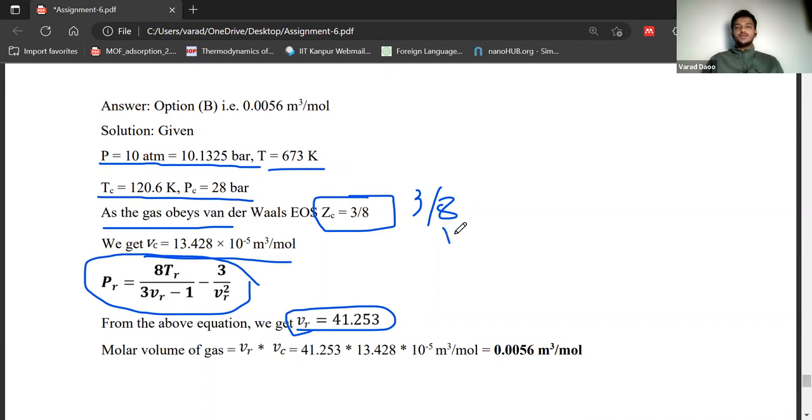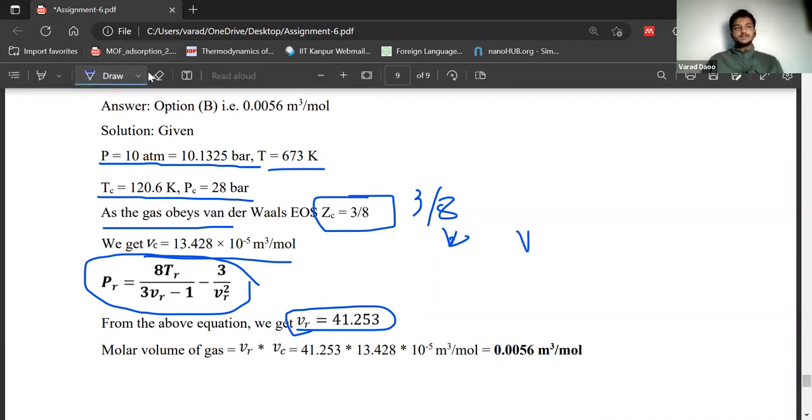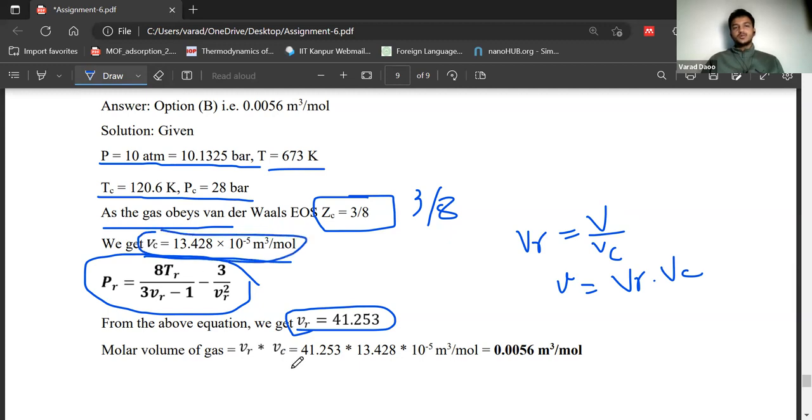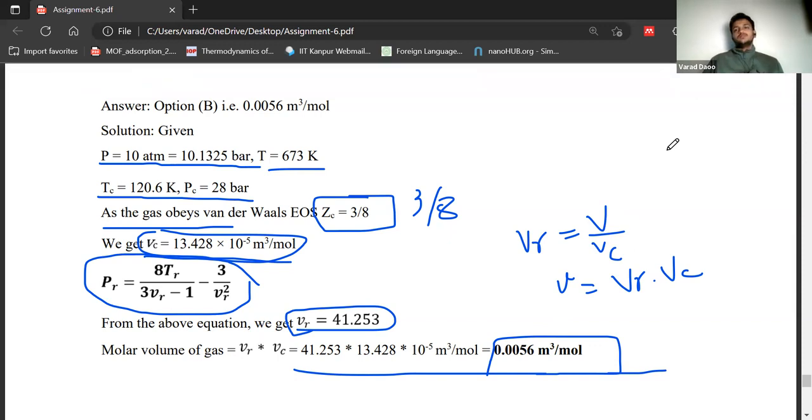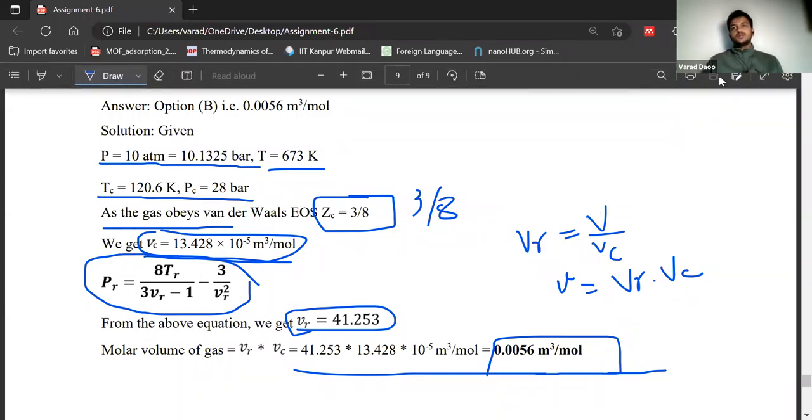So reduced volume, VR, is nothing but, so we'll write like this. Reduced volume is nothing but actual volume divided by critical volume. So actual volume is what we want. We will multiply VR by VC. VC, this is what we calculated, right? So we take the product of those two things. What we get is this, right? So anybody has any doubt? So I'll wait for a couple of minutes if anybody of you has any doubt.